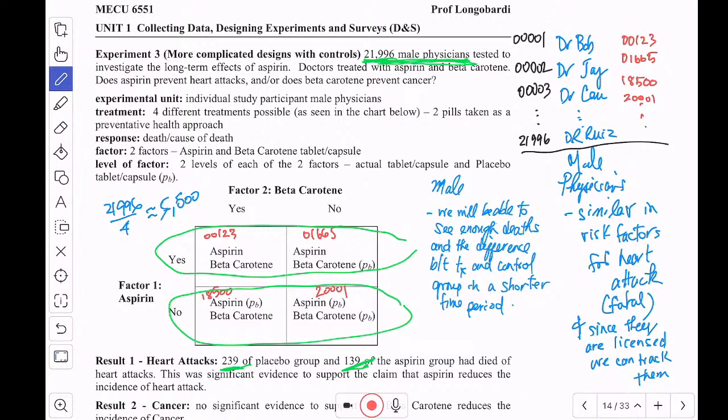So this was enough to stop the study and say that aspirin is preventative against heart attack. So that way the placebo group people could know that they were given the placebo, so that the study will be broken, and they could start taking aspirin if they wanted to. All right.